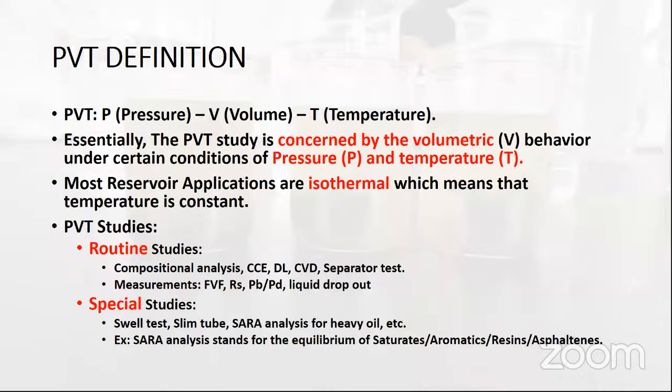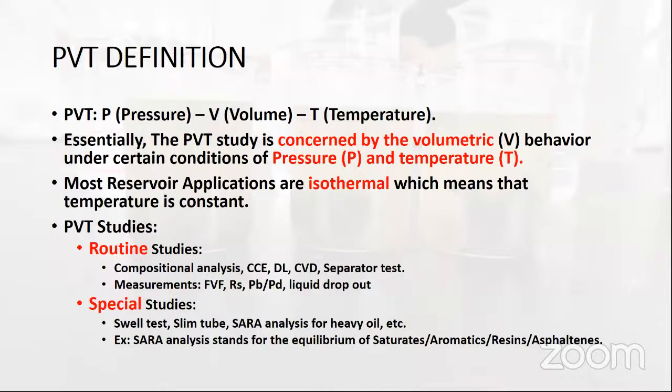For the studies made in the lab, we have two types of PVT studies. We have the routine studies that are made for every field that we are planning to develop: the compositional analysis, the constant mass expansion, the differential liberation, the constant volume depletion, and the separator test. Some of these experiments are made only for certain reservoir fluids, like the CVD, which is done for gas condensate reservoirs and also volatile oil reservoirs.